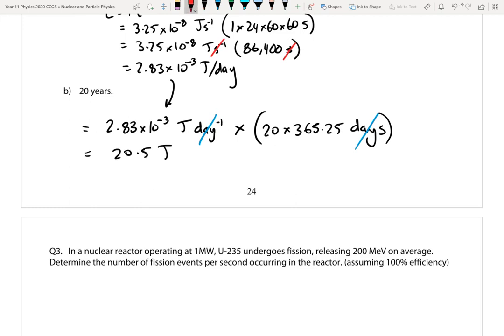Okay? All right. 20.4. 1.28 times 10 to the 20 electron volts. You could go backwards, but we'll leave it in joules for now. Let's keep going because we're running out of time.